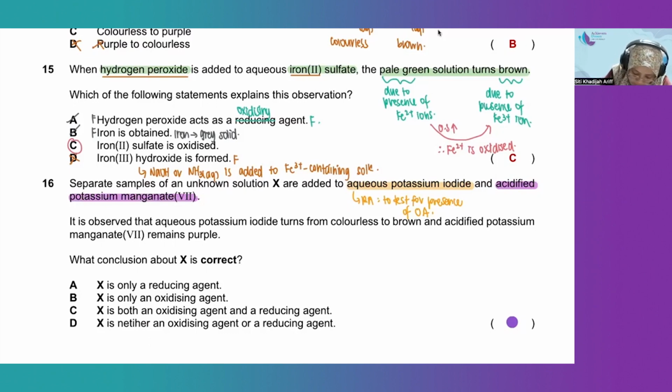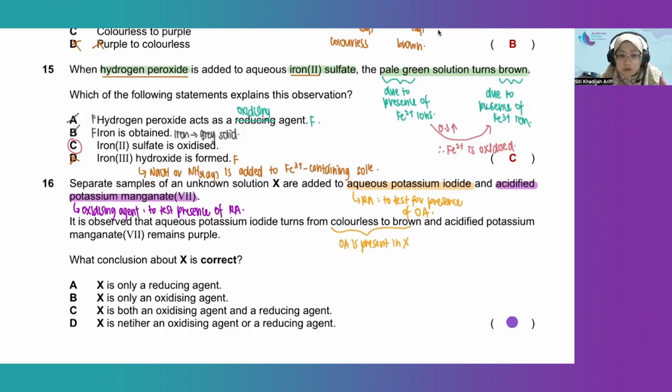All right, and an oxidizing agent is used to test for presence of a reducing agent, which I will abbreviate as Ra. So it is observed that aqueous potassium iodide turns from colorless to brown. So this means that since there's a color change of aqueous potassium iodide, which is our reducing agent, this observation indicates that OA is present in X.